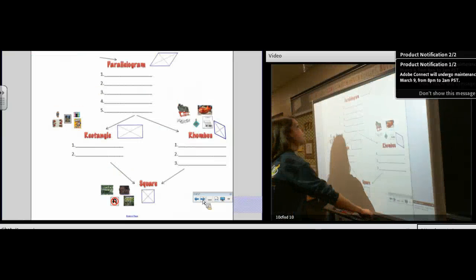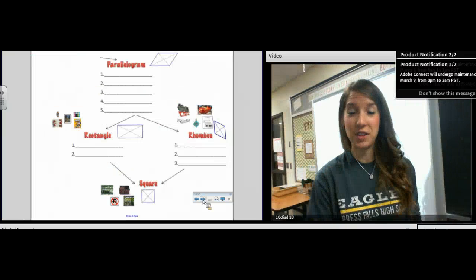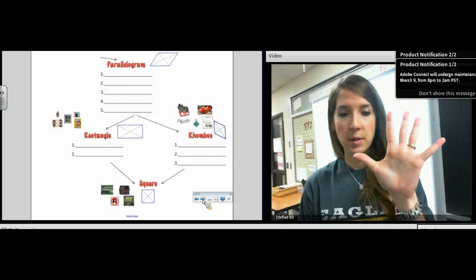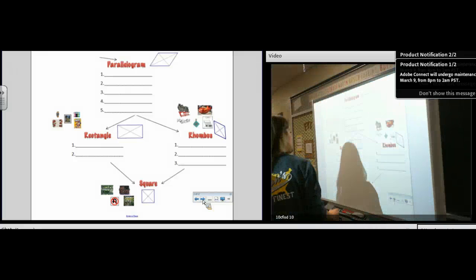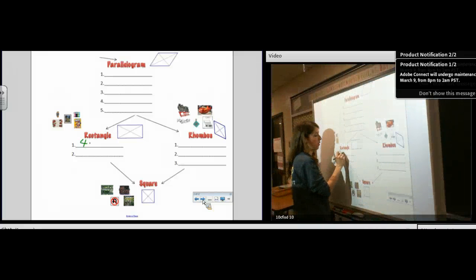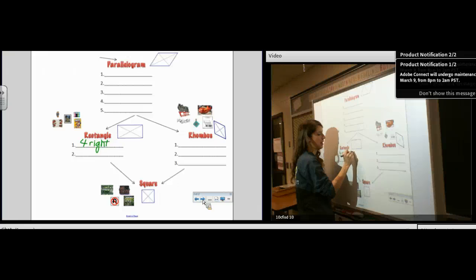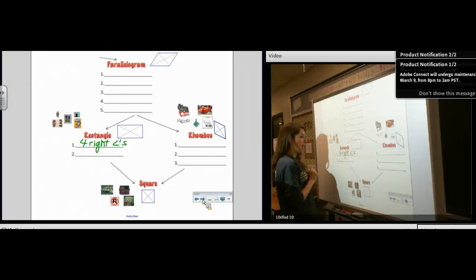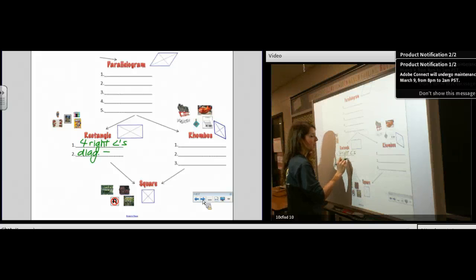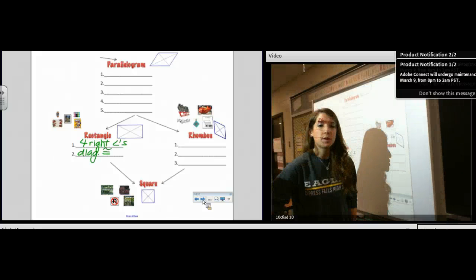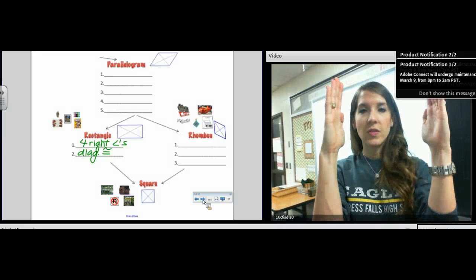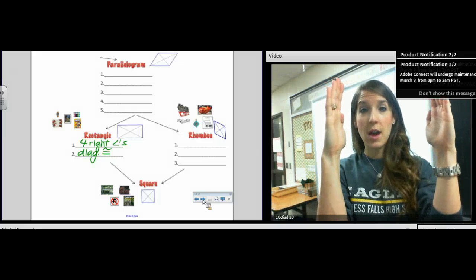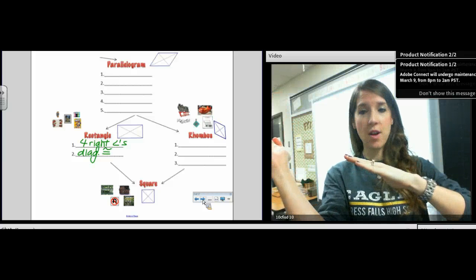So for those who were absent yesterday, let's go over the 5 bonus properties that we talked about yesterday. In a rectangle, we've got 4 right angles. And we've got diagonals that are the exact same length. So I want you to think about when a shape is standing up straight, their diagonals are congruent. And when a shape is leaning over, their diagonals are not congruent.